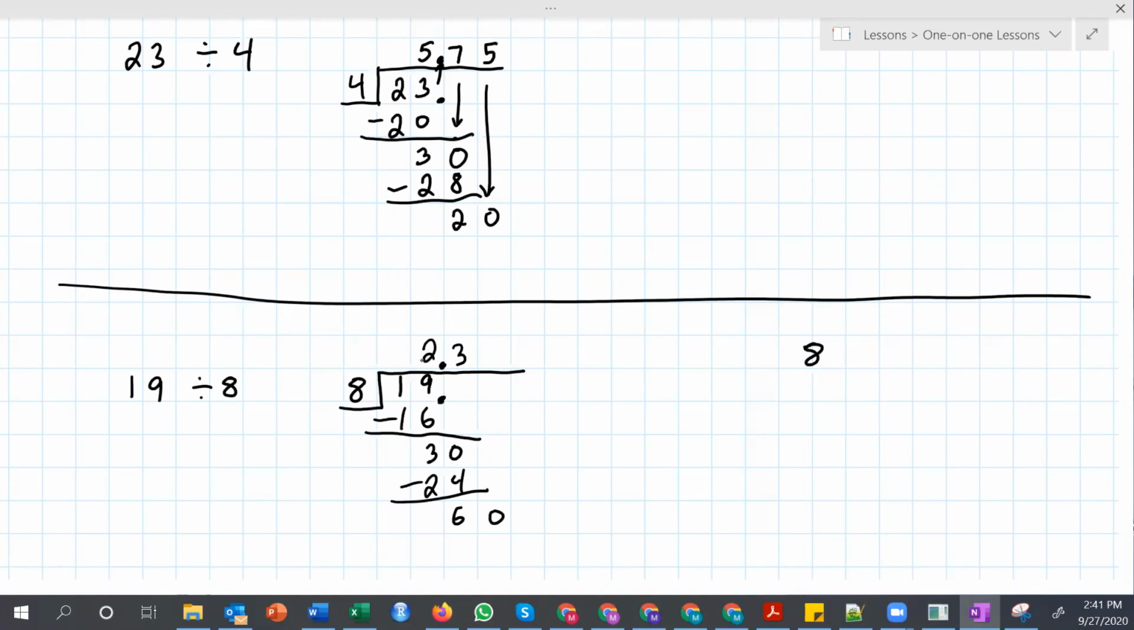Yeah, I got 2.3. Okay, so now we're down to this position where 8 goes into 60, and you have to say, okay, I know 8 times 8 is 64. 8 times 7 is 56, and since 60 is between the two of them, what number goes in this position here that I'm circling? 56. 7. 56. I mean, yeah, 7. And then 7. Yeah. So 2.37.